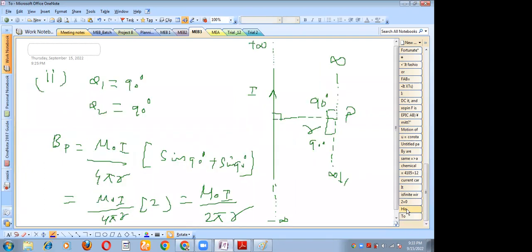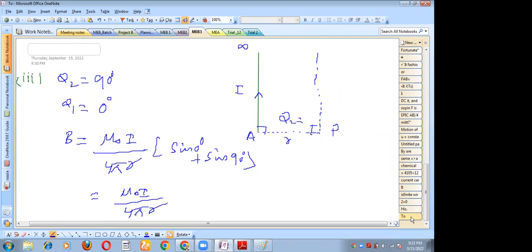So it is basically half of the first case. In the first case, what did you find the magnetic field to be? Mu naught I by 2 pi r. Now the wire becomes half, like we have cut the lower portion, so the magnetic field also becomes half, mu naught I by 4 pi r. Without calculation, you can also treat it like the first wire is cut into half. If an infinite wire is cut into half, it will also remain infinite. So the magnetic field also becomes half. Getting my point?